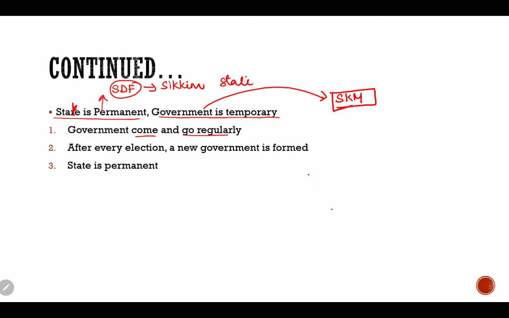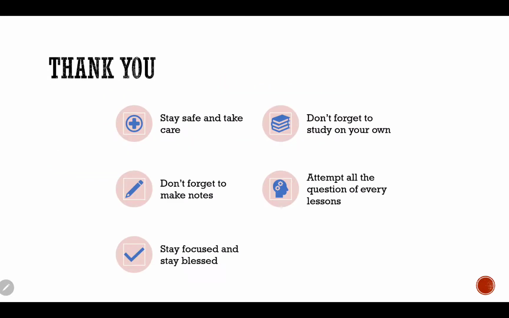Governments come and go regularly, every 5, 10 or 15 years. After every election a new government is formed. State is permanent. It's very simple. You just need to have a peaceful mind, read it and retrospect what these words try to tell. So today I have completed state and government.